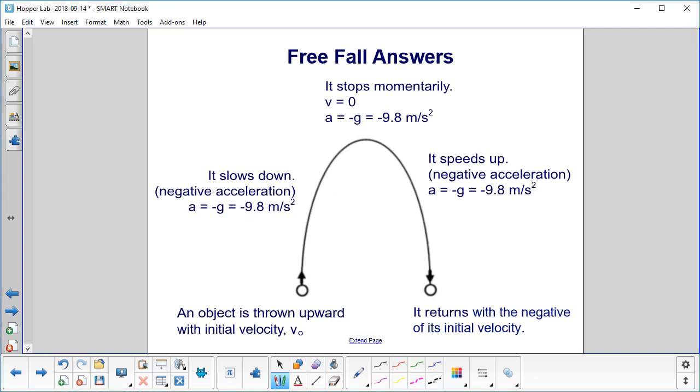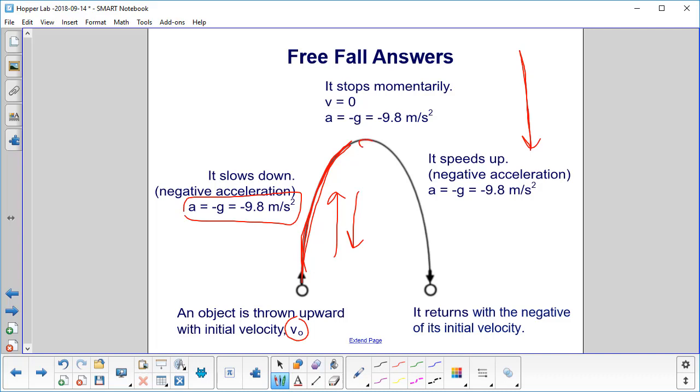So here we go on our little journey, and just to remind you again, for the hopper, it's going straight up and coming straight down. So we throw the object upwards with an initial velocity v0. On the way up, the velocity starts slowing down, and the acceleration is negative g, which is negative 9.8 meters per second squared. That's telling us that when the velocity is in one direction and the acceleration is in the other, you're slowing down. Just like if you're driving a car and you hit the brakes, you're still going forward, but the acceleration is backwards. It's in the other direction.